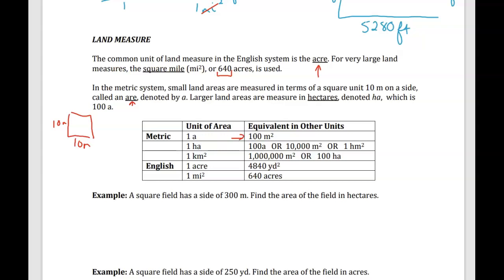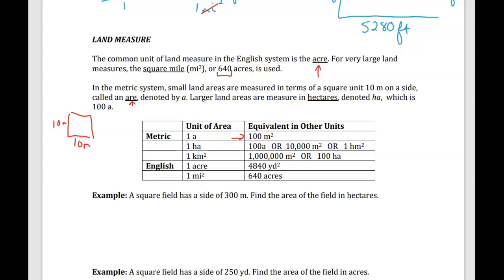Large area land measures are hectares, HA, which are 100 Rs. Okay. And what that is looking at is, instead of 10 meters, it would be 100 meters times 100 meters. So 10,000 meters squared. And so you have a little bit different measurements whenever you're talking about land measure.